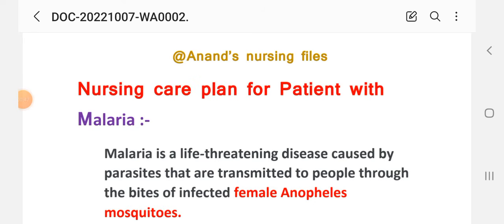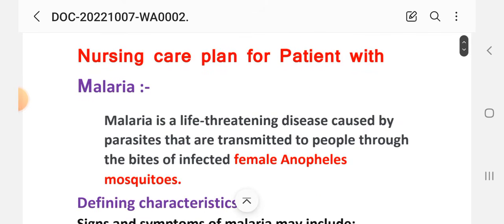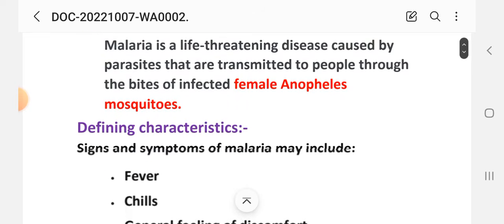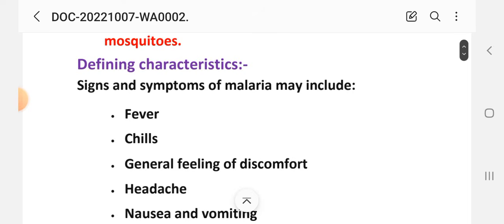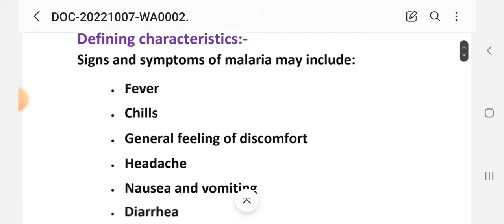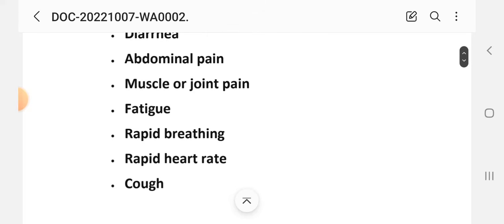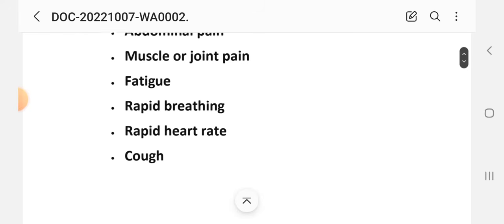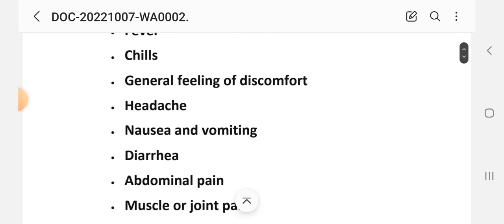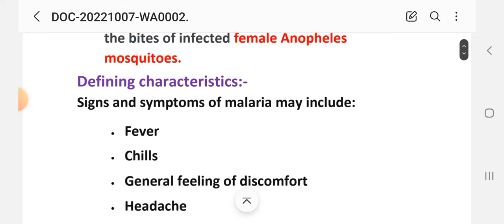Before going to the nursing care plan, we first learn a short introduction about malaria and its defining characteristics. Malaria is a life-threatening disease caused by parasites that are transmitted to people through the bite of an infected female Anopheles mosquito. Defining characteristics, meaning signs and symptoms of malaria, may include fever, chills, general feeling of discomfort, headache, nausea, vomiting, diarrhea, abdominal pain, muscle or joint pain, fatigue, rapid breathing, rapid heart rate, and cough. On the basis of these clinical features or signs and symptoms, we make the nursing care plan.